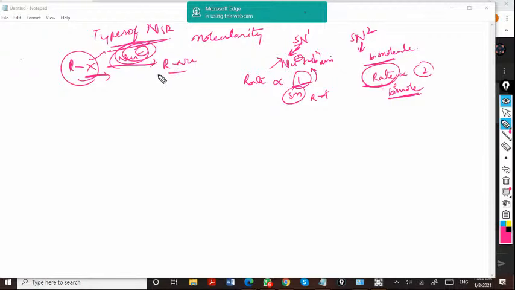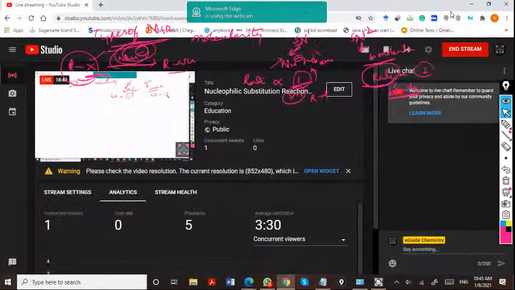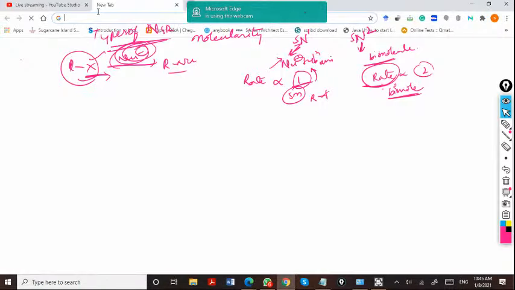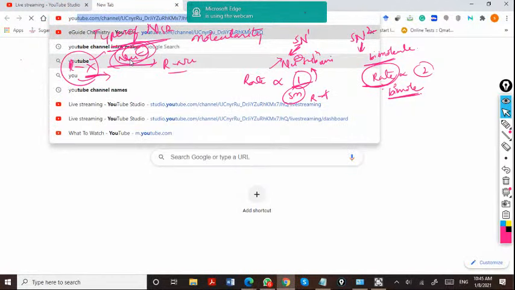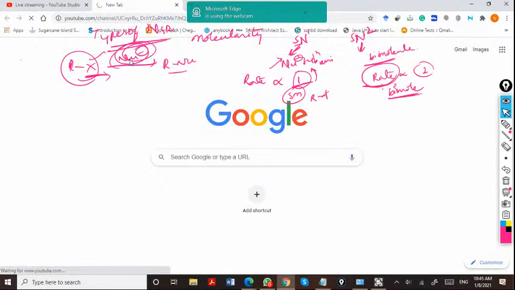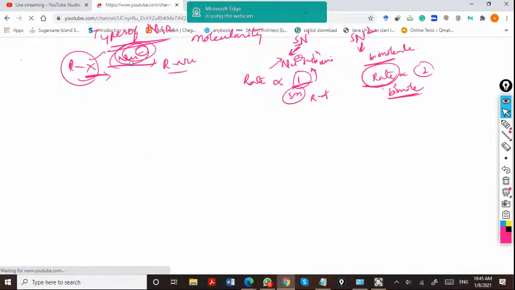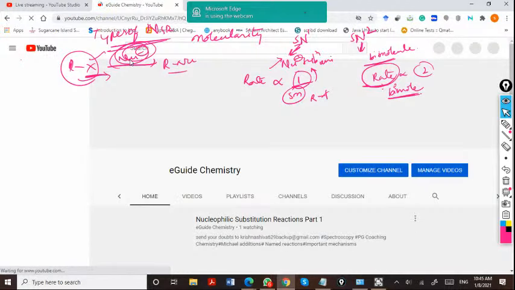To simply understand the mechanism of the nucleophilic substitution reaction, I am going to show a picture where you can understand what nucleophilic substitution reactions are and what their mechanism is.